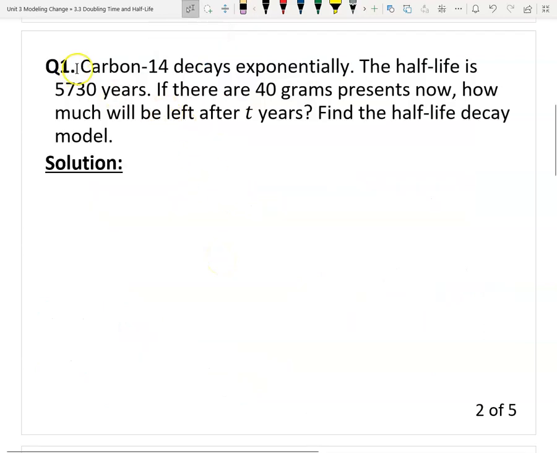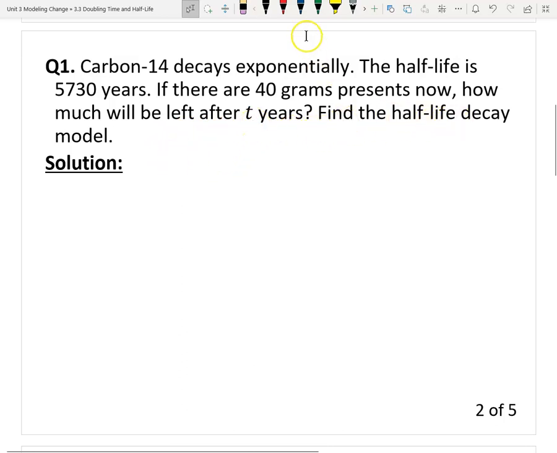Here is the first question. Carbon-14 decays exponentially. Do you remember? I introduced it at the beginning. Carbon-14 is a radioactive chemical, right? And it decays by radiation. The carbon-14 decay model is the foundation of carbon dating, so it's important. Now we know the half-life is 5,730 years. If there are 40 grams present now, how much will be left after T years? Find the half-life decay model.